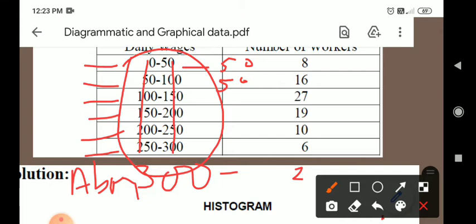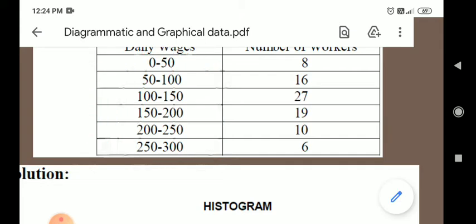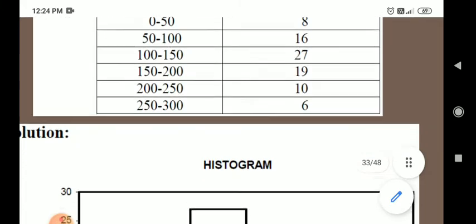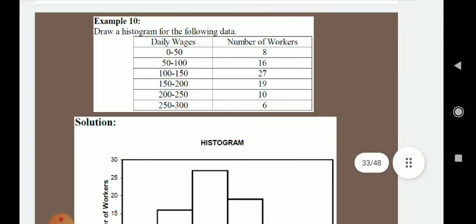So it is between 0 and 50 or 50 to 100, but in this case we do not have an upper limit, we only have a lower limit, that is 300. Okay, so that care should be taken. If such values are there, it cannot be plotted. A histogram cannot be plotted.